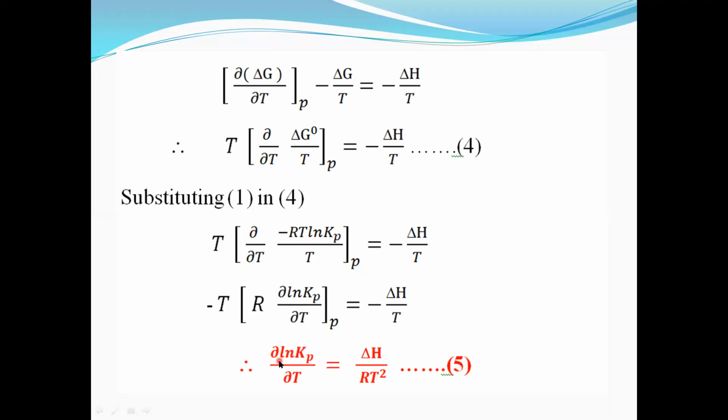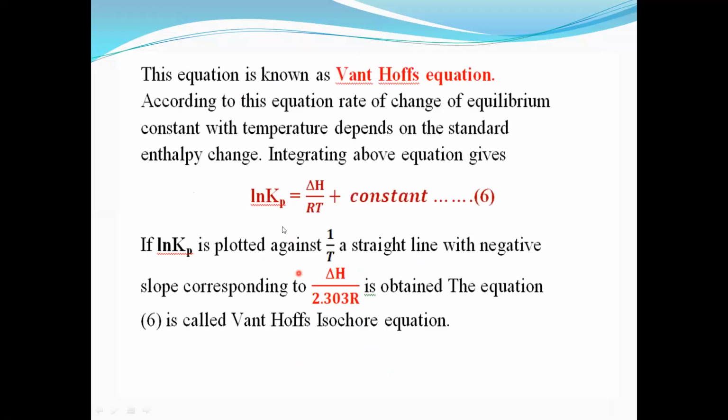So integration into partial derivative of ln Kp with respect to T. So this is the derivative and integration. When integration and derivative come, they get cancelled. Only what remains? ln Kp. So I have written here ln Kp. Understand? Because integration and derivative are opposite, they get cancelled. Only this term ln Kp remains.